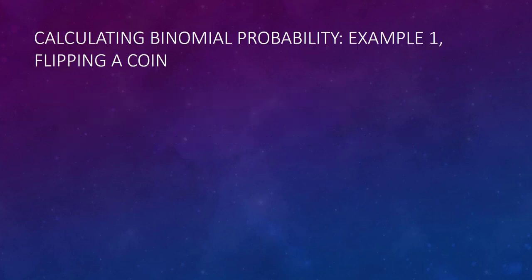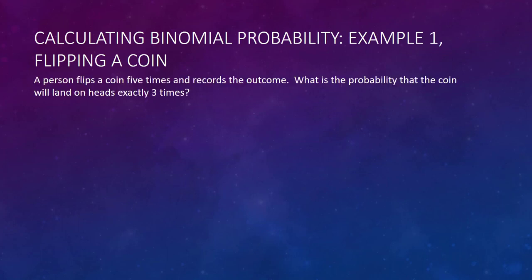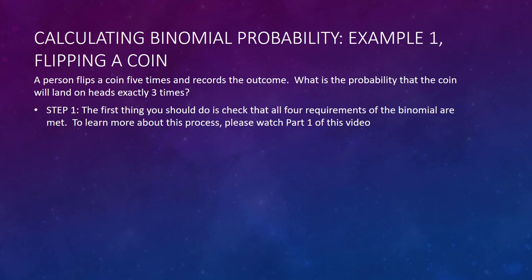Calculating binomial probability. Example 1, flipping a coin. A person flips a coin 5 times and records the outcome. What is the probability that the coin will land on heads exactly 3 times? Remember, the first thing you should do is to check that all 4 requirements of the binomial are met. To learn more about this process, please watch part 1 of this video.